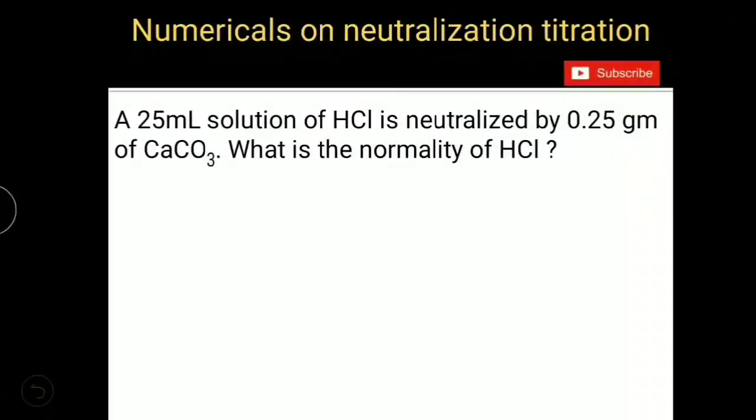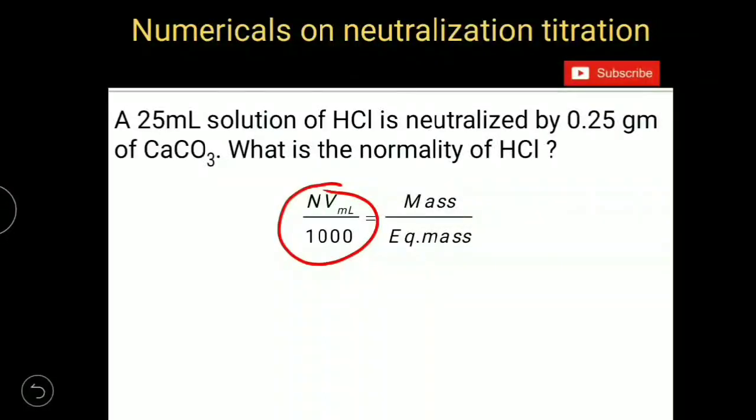Now let us solve this question. A 25 ml solution of HCl is neutralized by 0.25 grams of CaCO3. What is the normality of HCl? This question can be solved using the formula NV by 1000 is equal to mass by equivalent mass. This NV by 1000 can be used to find the number of equivalents of a solution.